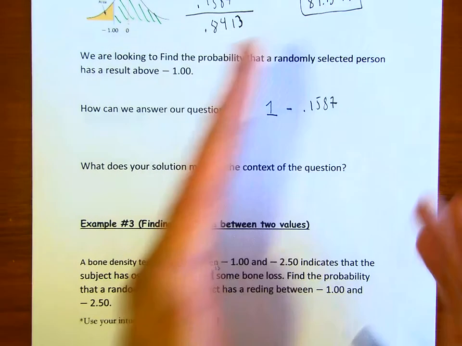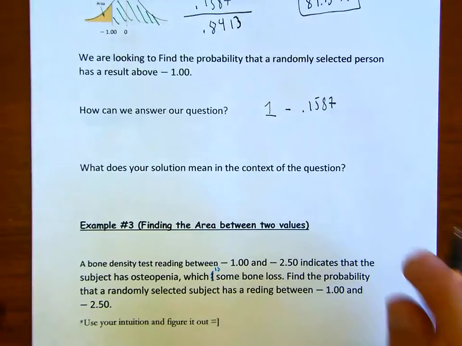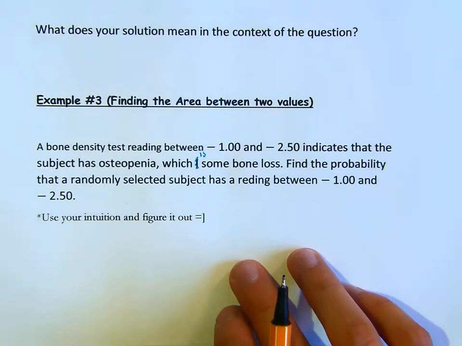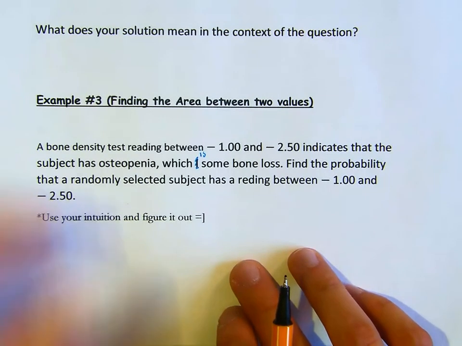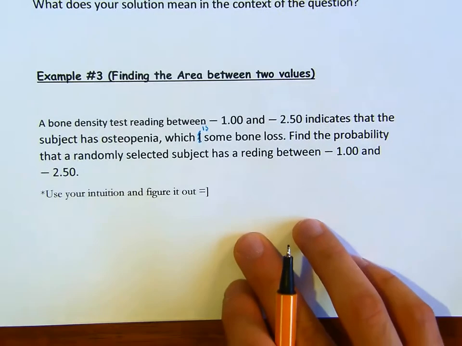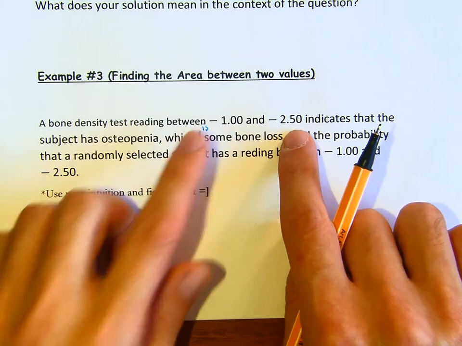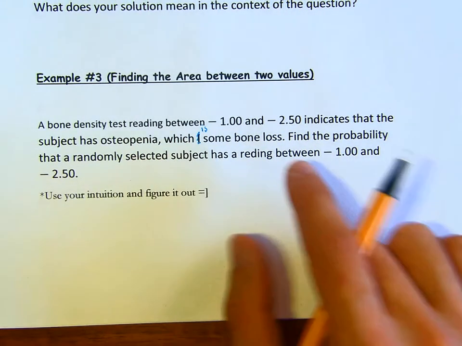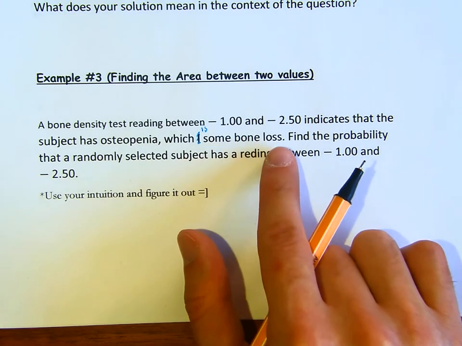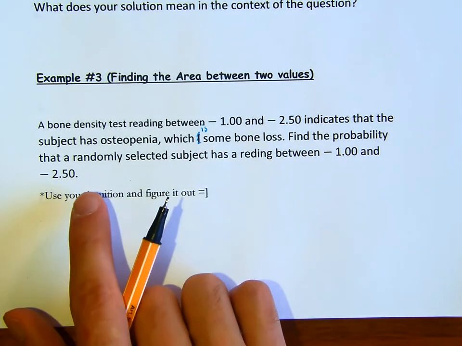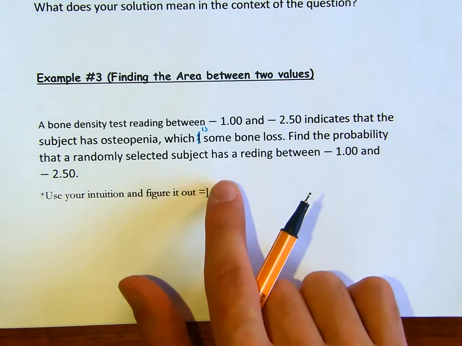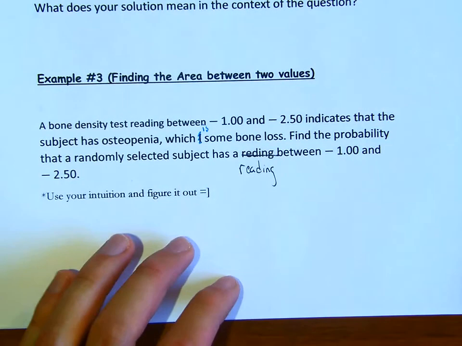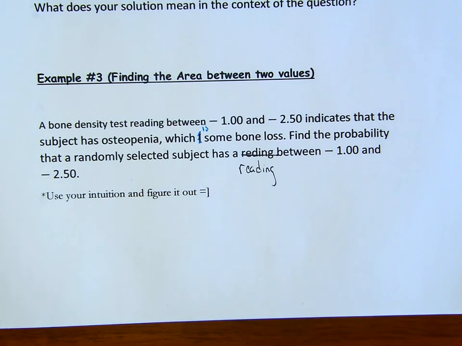Now what's the next thing we're going to do is find area in between. So here, let's take a look at this example number 3. Here it states a bone density test reading between a -1 and a -2.50 indicates that the subject has osteopenia, which is some bone loss. Find the probability that a randomly selected subject has, oh God, that is not how you spell reading, a reading between -1 and -2.50.